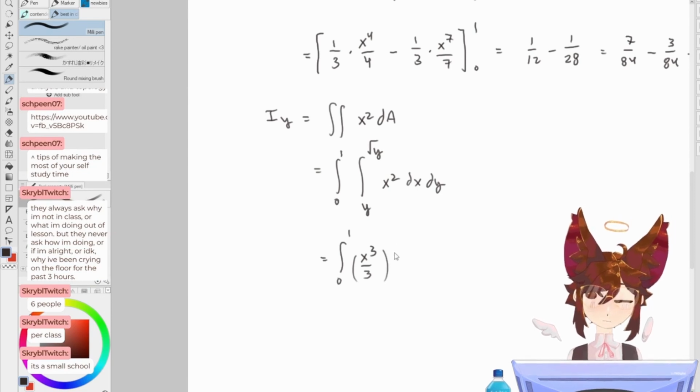Oh, x cubed over 3. A small school. I had a small school too, but not that small.